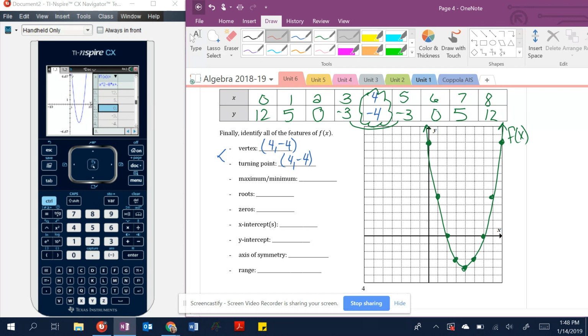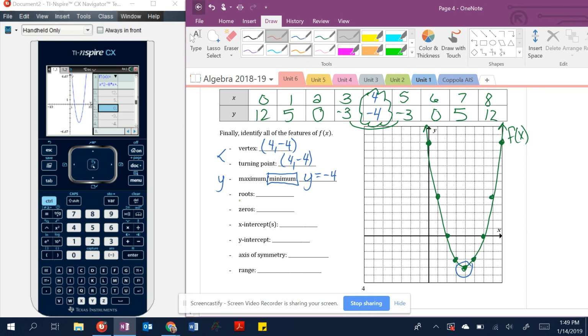The maximum, we use the vertex and turning point to get it, but the maximum is always going to be the y value. So I'm going to say this is a y value. The maximum, well, it's not a maximum. The maximum's infinity. So we always look at the vertex, and our y value is -4. Let's circle it. This is, or I'm going to put a box around it, a minimum.